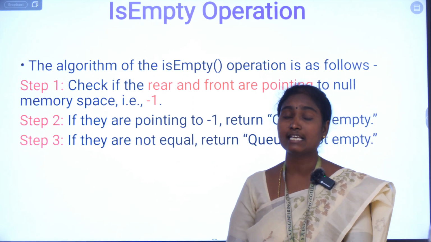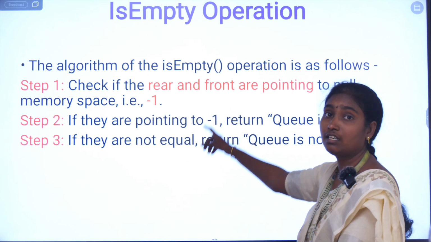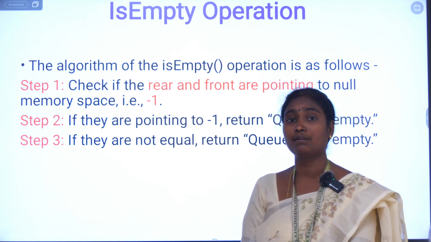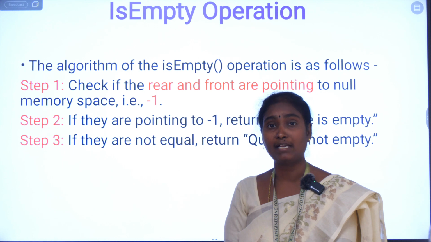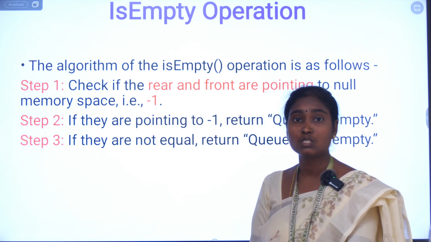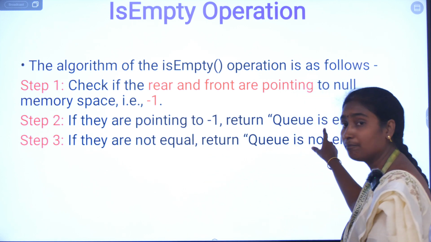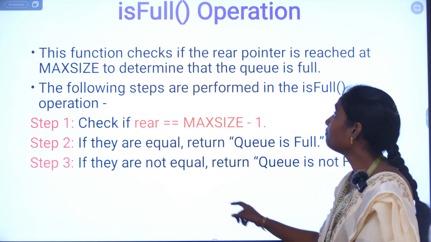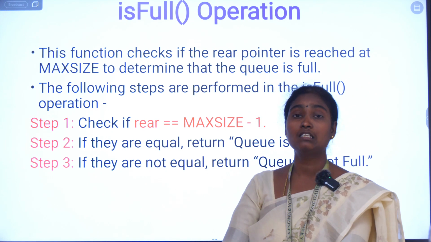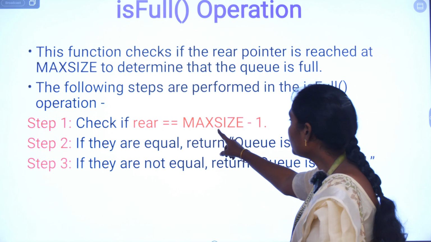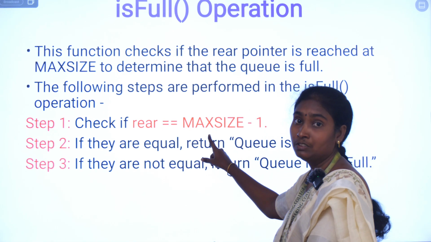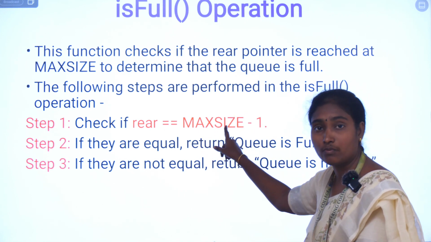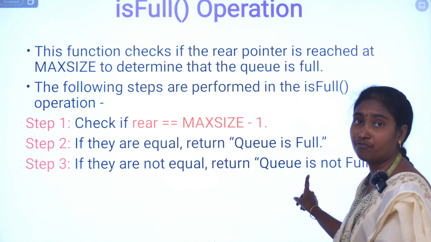First we will start with the isEmpty operation. Here I have given the algorithm steps. To know whether your queue is empty or not, you have to check the rear value and front value. If the rear value and front value are -1, you say that your queue is empty. If it is not -1, you say that it is not empty. Next is full. When your rear value reaches the maximum size minus 1, you say that your queue is full. If it has not reached the maximum size minus 1, you say that your queue is not full.